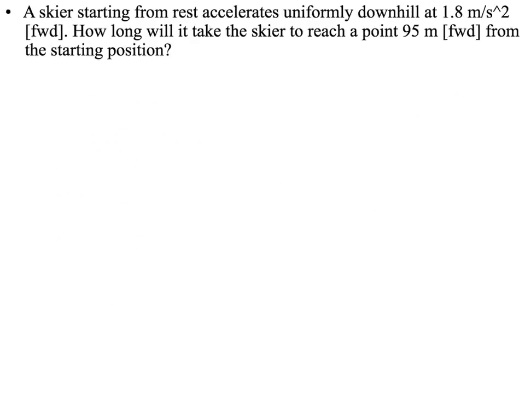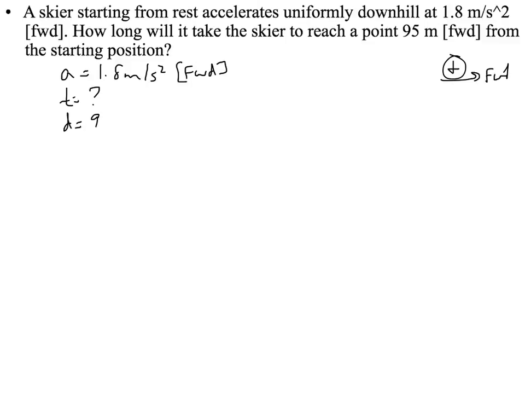A skier starting from rest accelerates uniformly downhill at 1.8 meters per second squared. So we'll say A is 1.8 meters per second squared. And since we're going downhill, let's just say we'll call that forward. Okay, and we'll assign forward as being positive. How long does it take? So how long, so T is the question. The skier to reach a point 95 meters forward, so D is 95 meters forward from the starting position. Okay. Since they start from rest, we also know that VI is equal to 0.